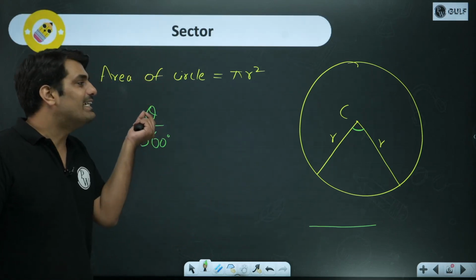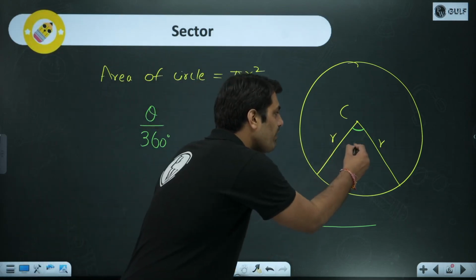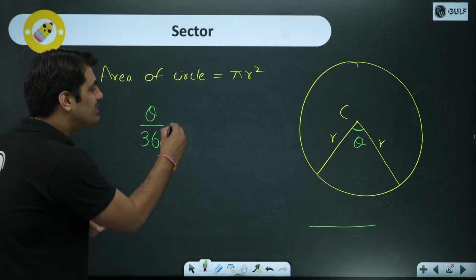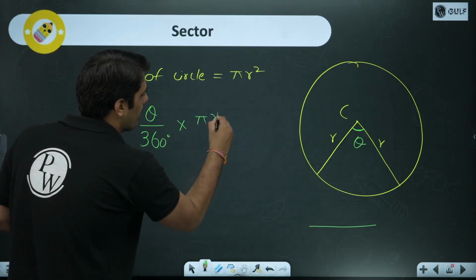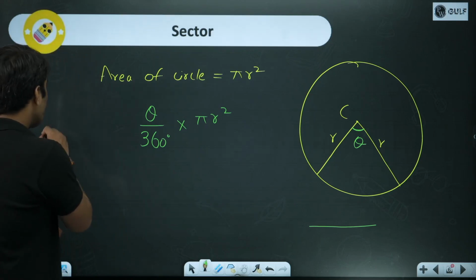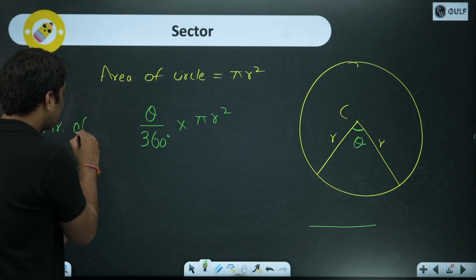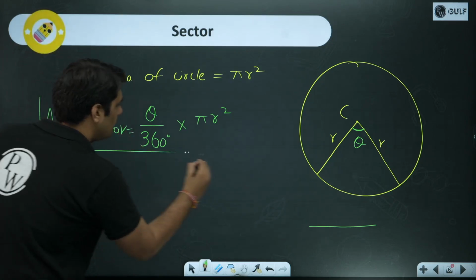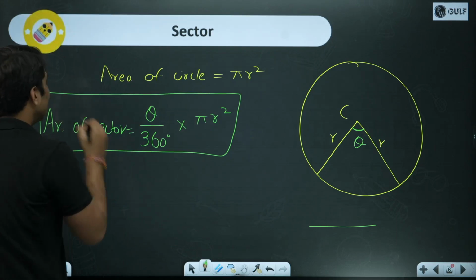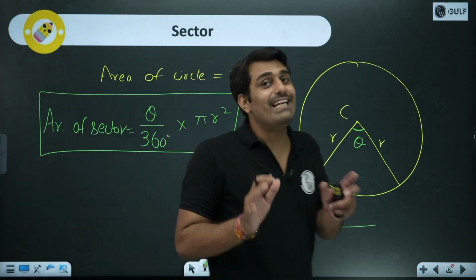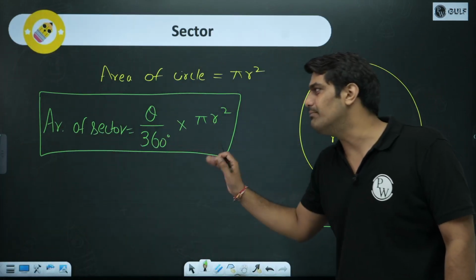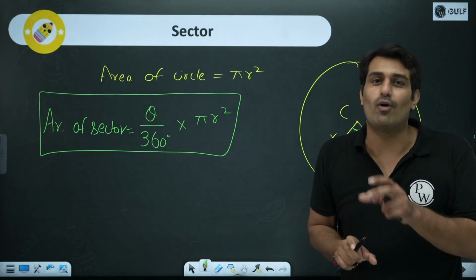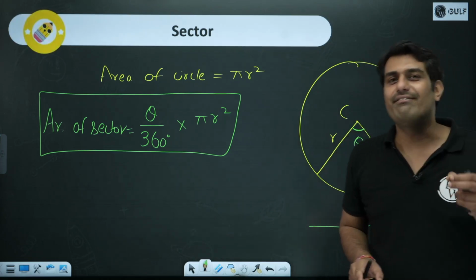So if we have the theta value, the central angle, this is the theta over here. If we have this value, we know how much portion of the circle we are talking about, and we have to simply multiply by pi r square. This is the area of the sector. Very simple. So what is the area of the sector? It is theta by 360 degree into pi r square, the total area of the circle. This is very simple to understand. Theta by 360 degree over here is just telling you how much portion of the circle we are interested in.